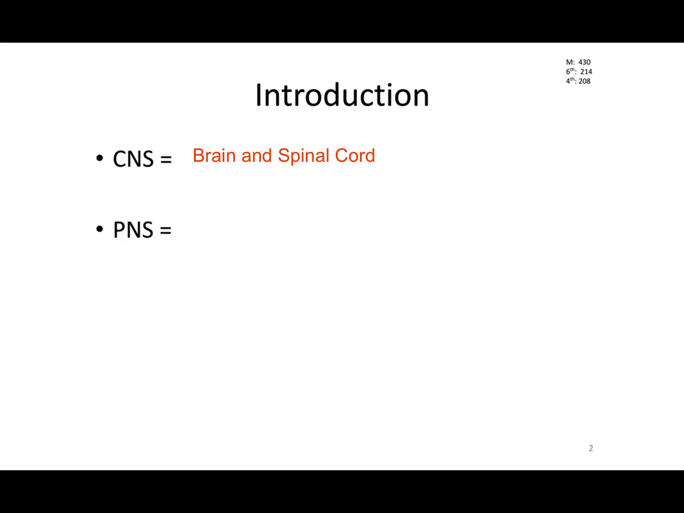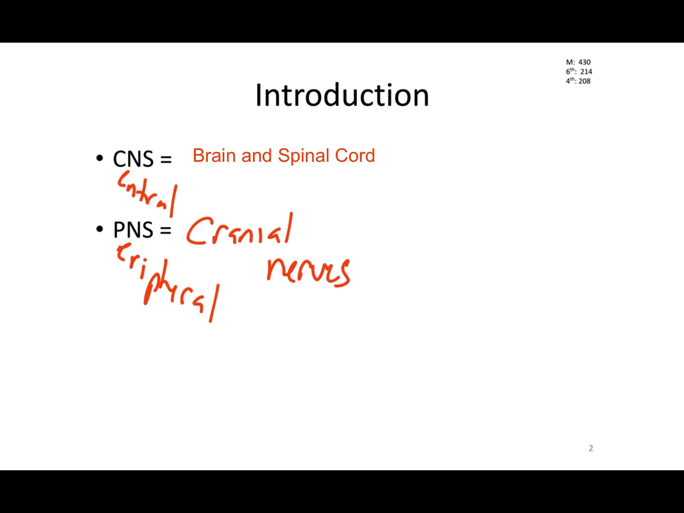So I think all of this is going to be review. The nervous system is usually divided into two parts: the CNS, which is the central nervous system, is the brain and the spinal cord, and we have the peripheral nervous system, which is your cranial nerves and spinal nerves.